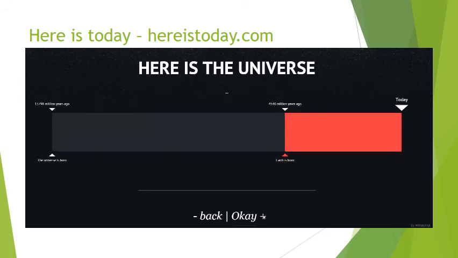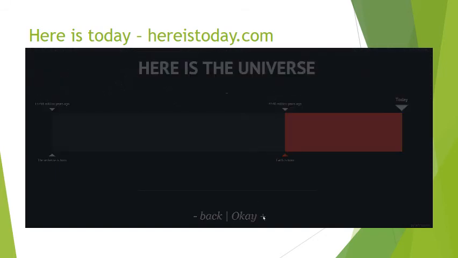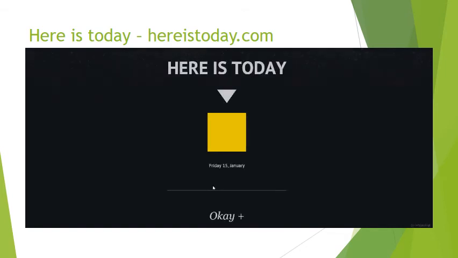Now, to put it all in perspective, just the existence of the Earth compared to the existence of the universe. Notice that the Earth is only 4.6 billion years old, whereas the universe, which we've been talking about, is about 13.7 billion years old. So that kind of puts it all in perspective. I encourage you to check out this website.